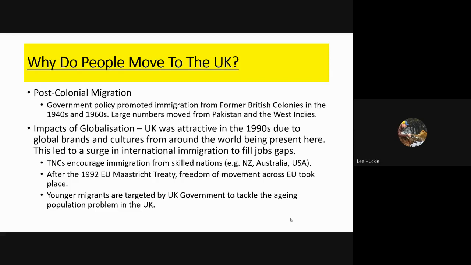After 1992, there was the freedom of movement across the EU that took place. The UK signed up to this and then allowed people to move to the UK from within the European Union, freedom of movement. And then there were many younger migrants who were targeted by the UK government again to try and tackle the ageing population problem that was starting to develop in the United Kingdom. So put all this together, there are many different reasons here to underlie why people from other countries started to move to the UK in larger numbers.